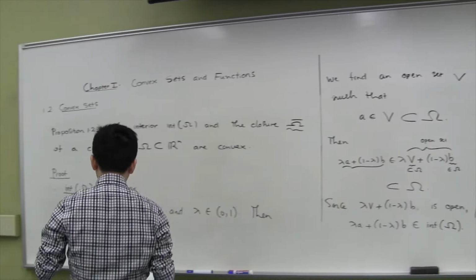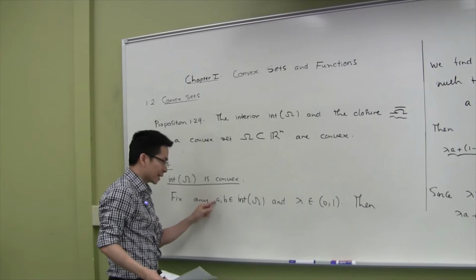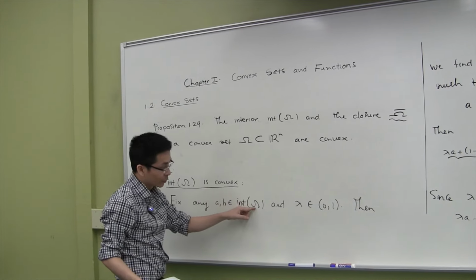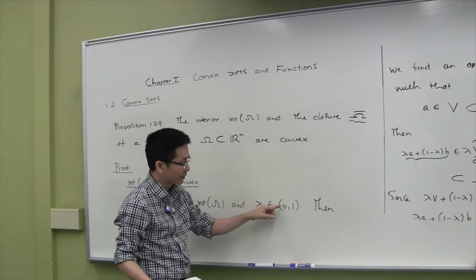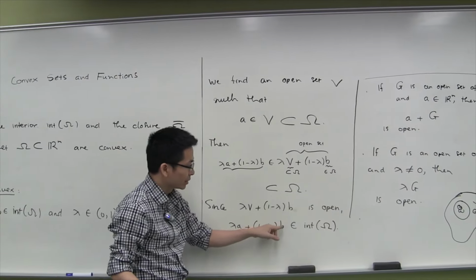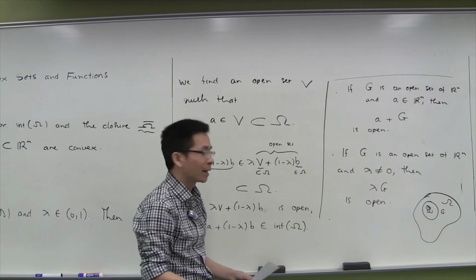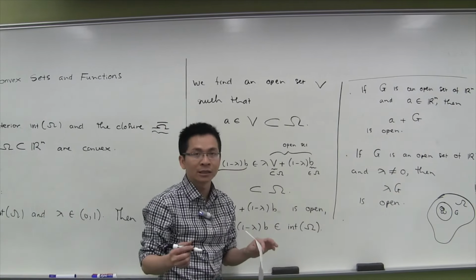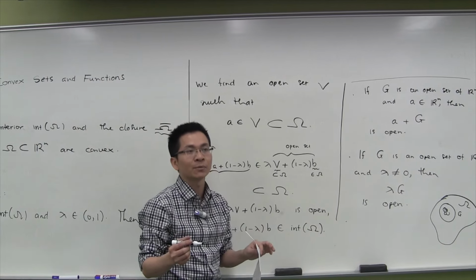So we have shown that if we take any A and B in the interior of omega and we take any lambda in the interval 0, 1, then lambda A plus 1 minus lambda B belongs to the interior of omega. Therefore, the interior of omega is a convex set by the definition.